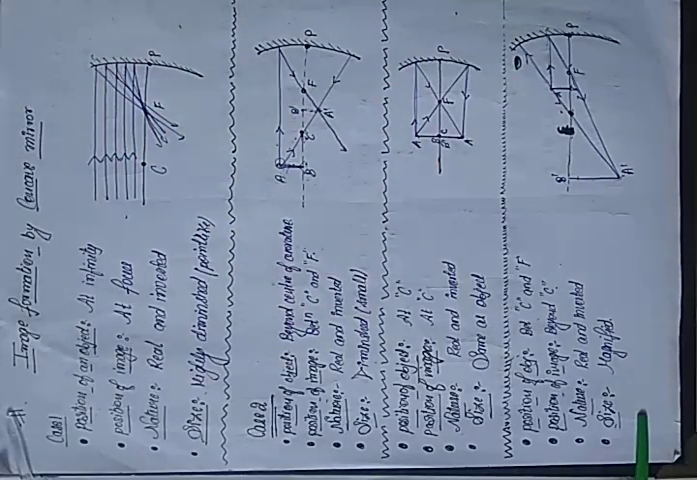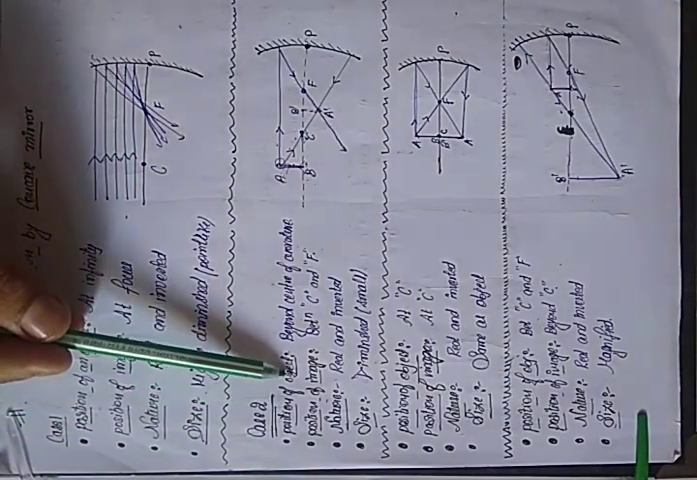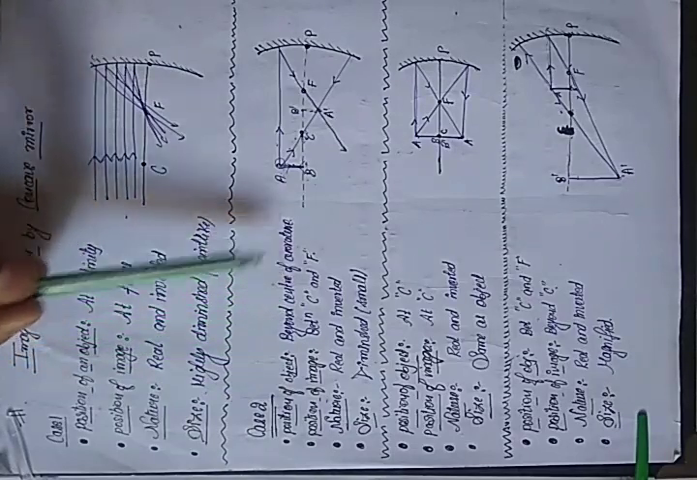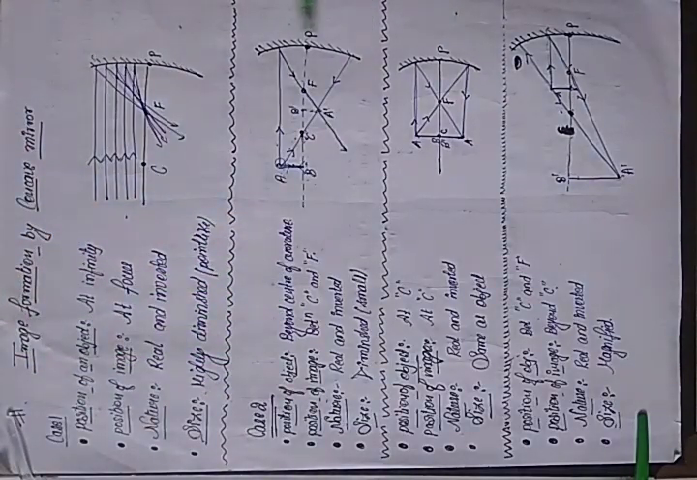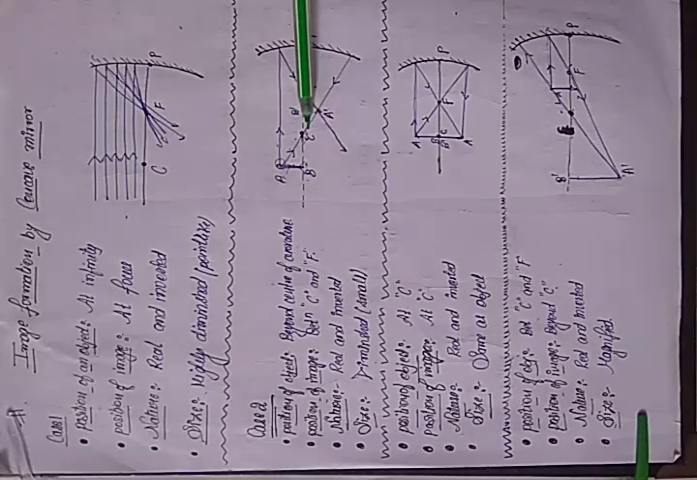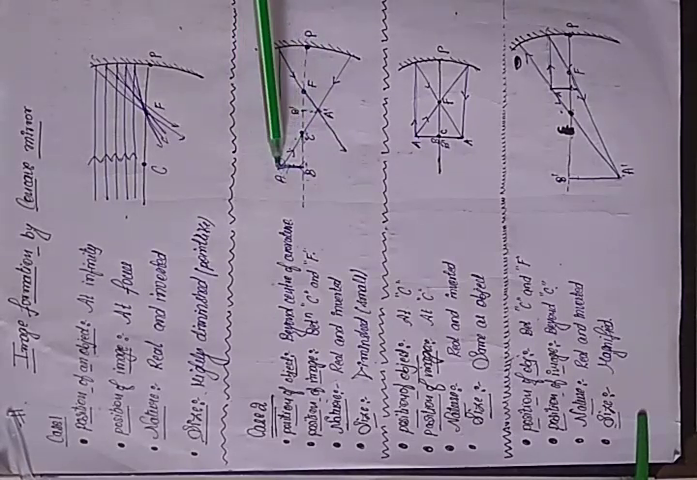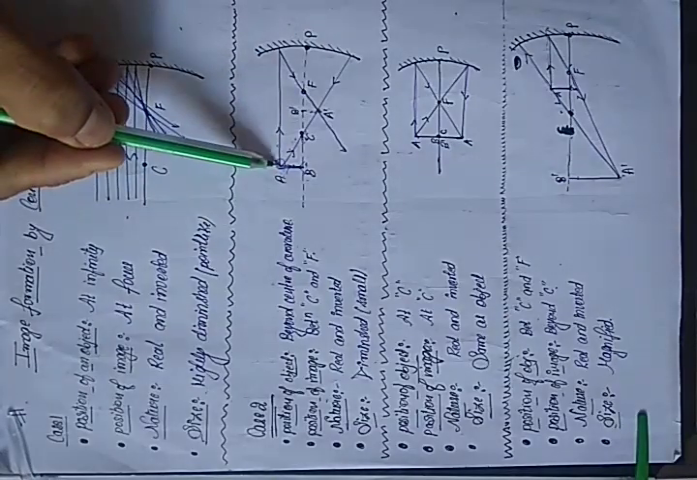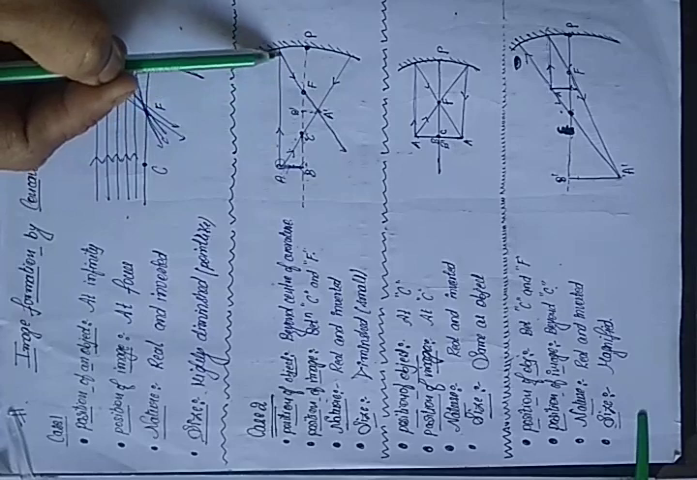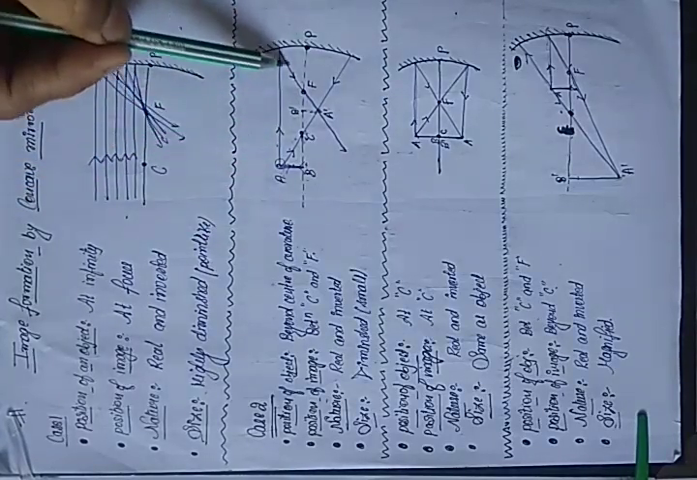Now case number 2. Here the position of the object is beyond the center of curvature. Again draw a mirror. This is the pole, this is the center of curvature, and my object AB is here. First of all, how do we get the image? Rule number 1: first pass a light parallel. Parallel light reflects through the focus. So incident light parallel, reflected light through the focus.